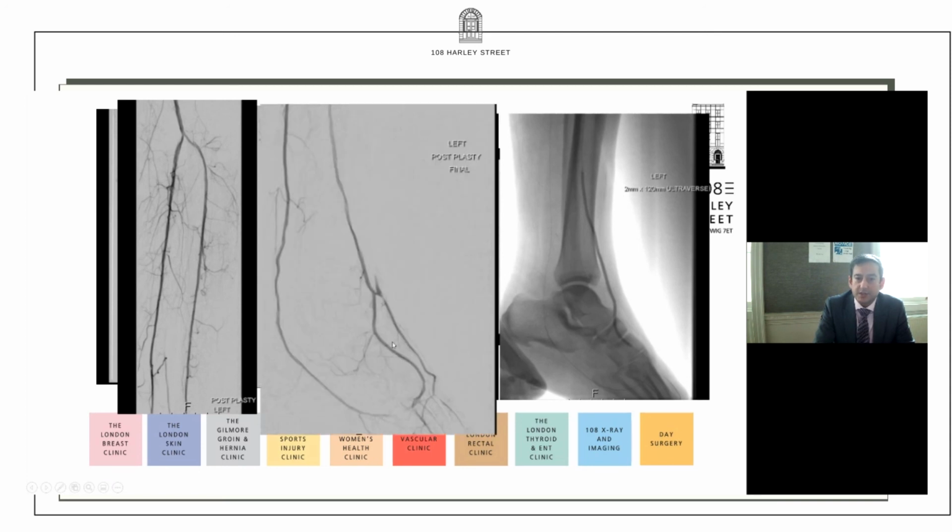This is the post-angioplasty picture, which you can contrast with the original picture that I showed you of the foot. This is important. We try and be aggressive with these patients to improve the blood flow into the affected part of the foot.